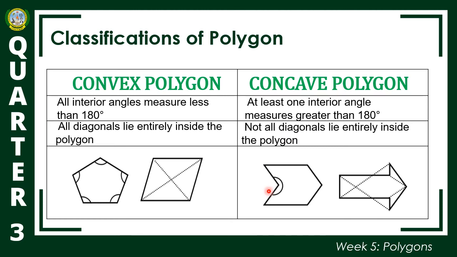So, ang isa nyong tatandaan, pag concave polygon, may mga vertices na inward. Okay? May mga sides po na papasok. Unlike po dito sa convex, puro outward po yung direction po ng ating mga sides. Okay?